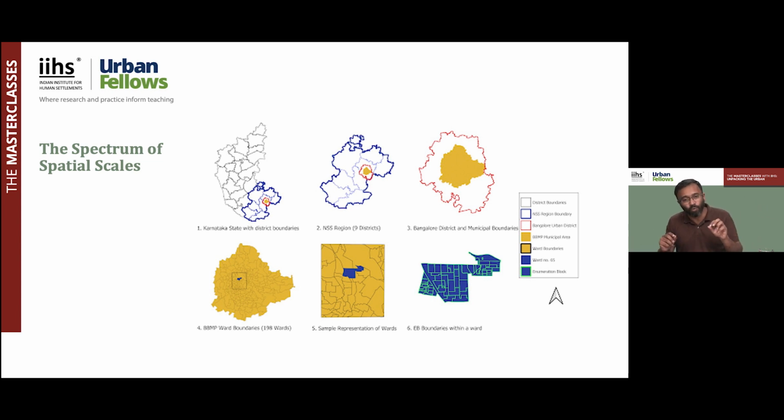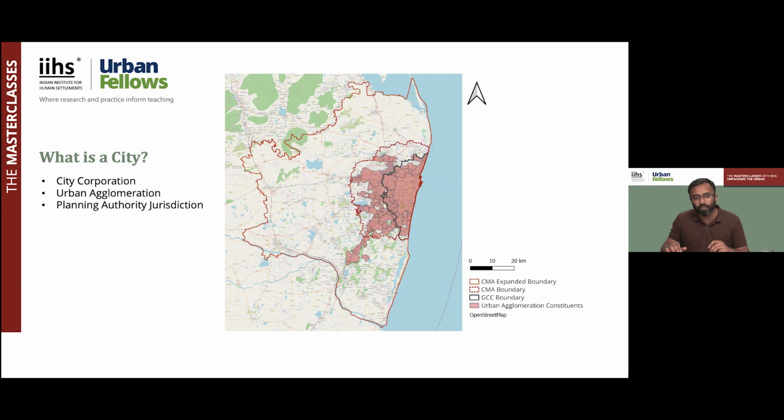In some cases, you want to describe patterns at the ward level. In some cases, you want to do it at the state level, and everything in between. So now, let's spend a moment thinking about which of these boundaries that we just saw you are interested in.